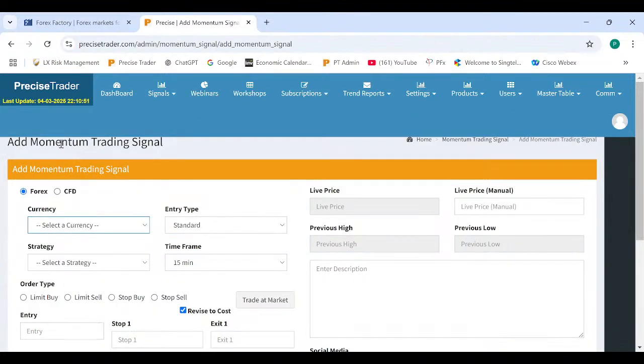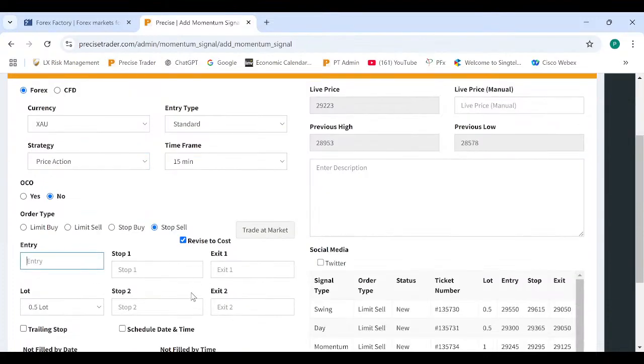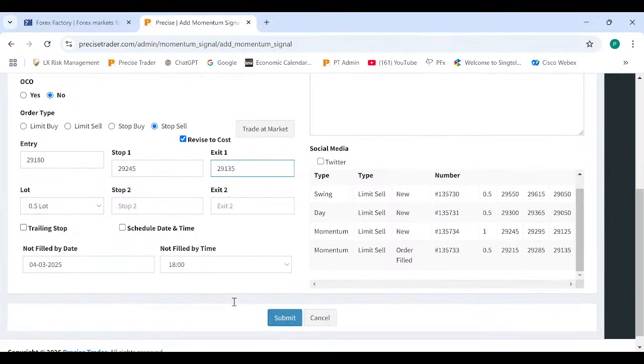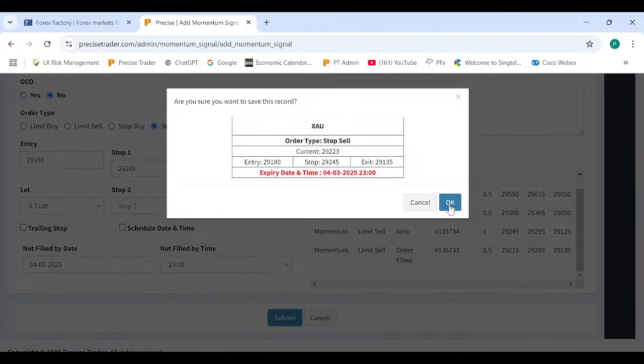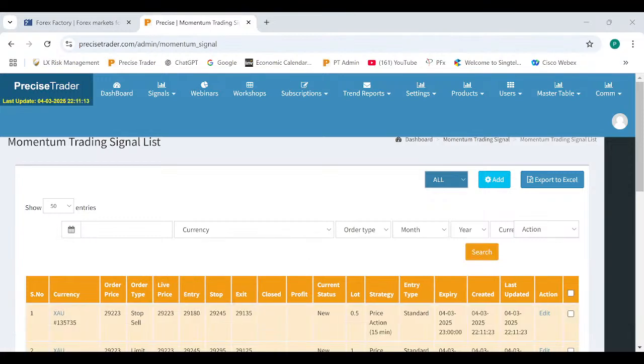Okay, we are going in, and this is stop sell 2918, 2924 half, and 2913 half, and this is half lot, and this one expiry is until 2300 hours. Okay, so we have three orders. Let me also put in this order.